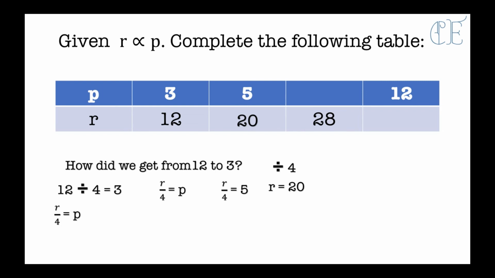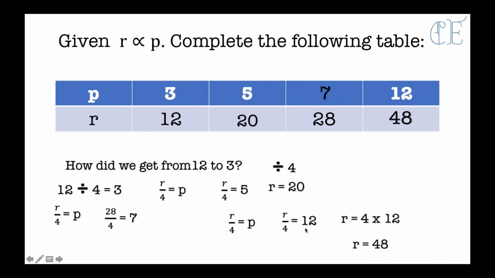Looking at the next one, we will use the same equation, but this time we know R. R is 28. So our equation will be 28 over 4. Well, 28 over 4 is 7, so P must equal 7. And then finally we have 12. Again, the same equation, but this time we know P. So R over 4 is 12 because it's P. And then in order to find out what R is, again, we need to times these two values. So 4 times 12 gives us R, so R is 48.